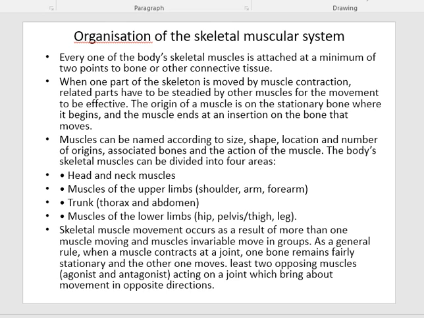of lower limbs: the hip, pelvis, thigh and leg. Skeletal muscle movement occurs as a result of more than one muscle, and muscles invariably move in groups. As a general rule, when a muscle contracts at a joint, one bone remains fairly stationary and the other one moves. At least two opposing muscles, agonist and antagonist, act on a joint, which bring about movement in opposite directions.